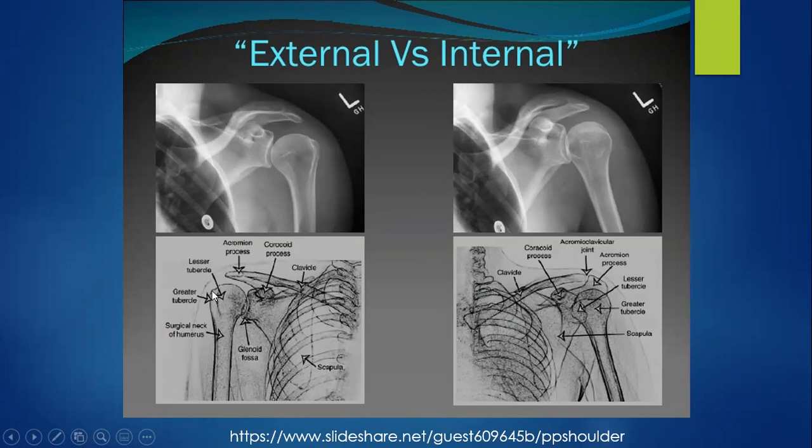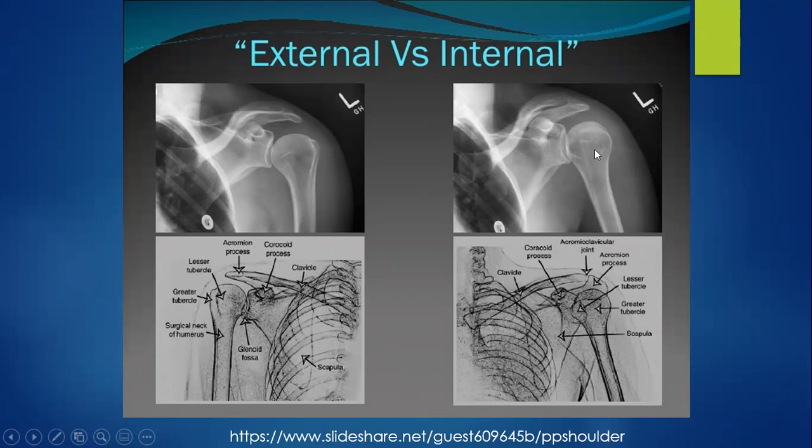Lesser tubercle here, greater tubercle out towards the lateral side. Now let's look at what happens on internal. On internal, the greater tubercle moves into the middle, and the lesser tubercle moves medial and is sticking out on its side in profile, like a profile shot.